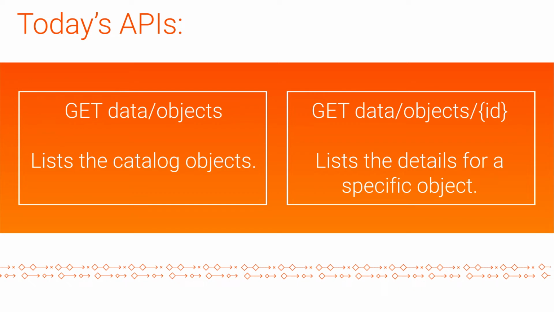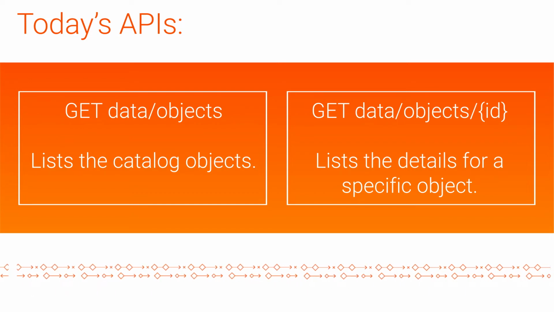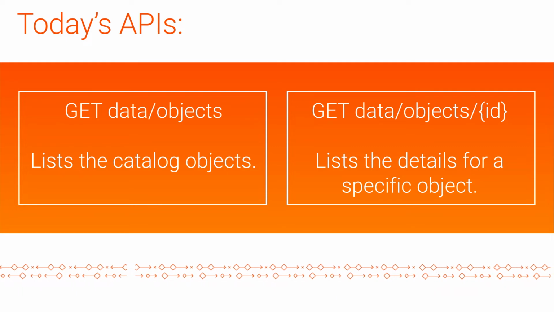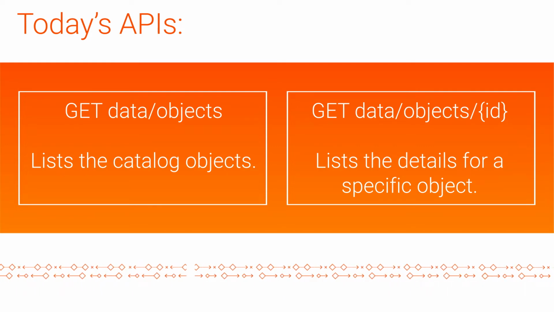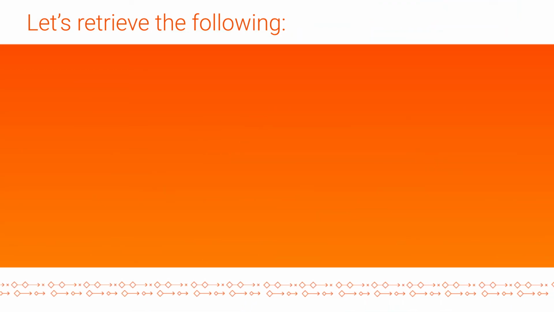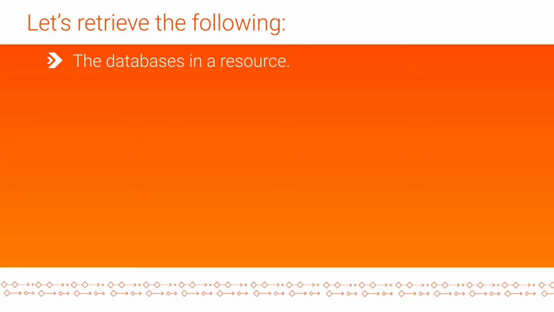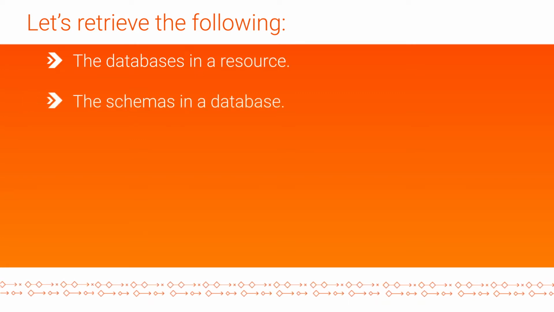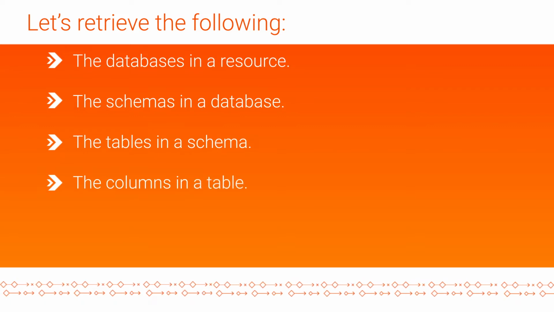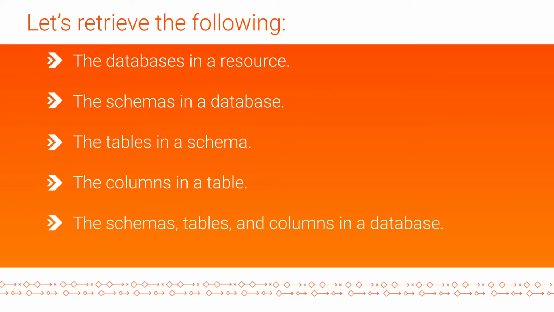The Data Objects API lists the catalog objects, and the Data Objects ID API lists the details for a specific object. Using the Data Objects API, we're tasked to retrieve the following catalog objects: the databases in a resource, the schemas in a database, the tables in a schema, the columns in a table, and the schemas, tables, and columns in a database.